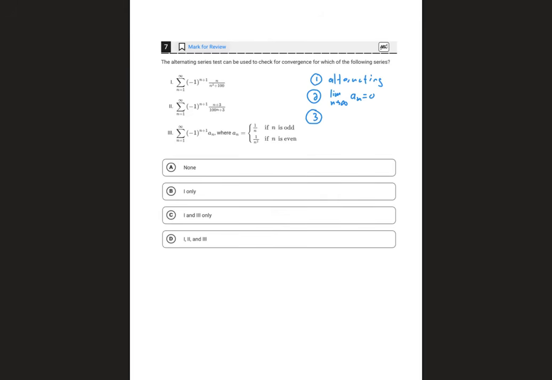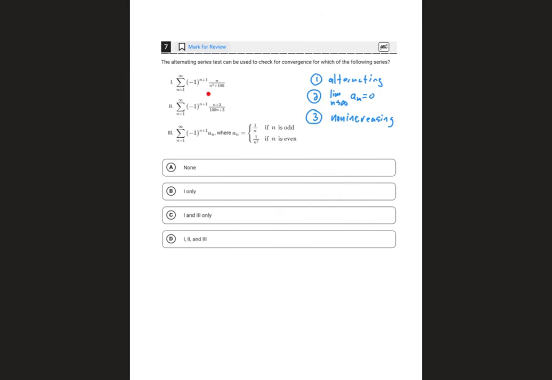Doesn't matter the first million terms or trillion terms or whatever, but at some point on, they're going towards 0. And they have to be non-increasing, so either decreasing or staying the same. Okay, so which of these functions satisfy all three of these stipulations?